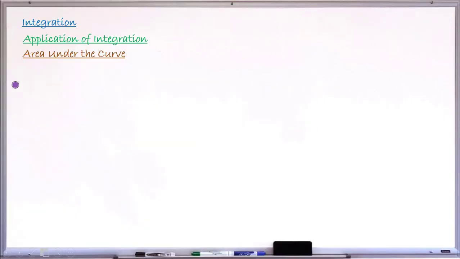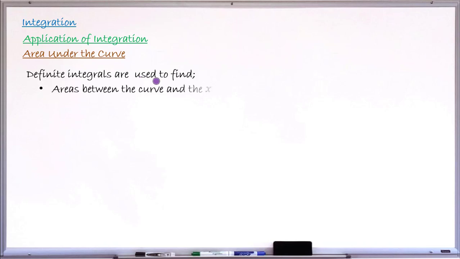To begin the lesson, my dear student, you need to know that the definite integral is what we use as a scale to find the area under the curve, and that area under the curve could be the area between the curve and the x-axis, or it could be the area between the curve and another straight line. These are the two concepts that we are going to take. But for the sake of this lesson, we are going to take the very first one, that is learning how to find the area between the curve and the x-axis.